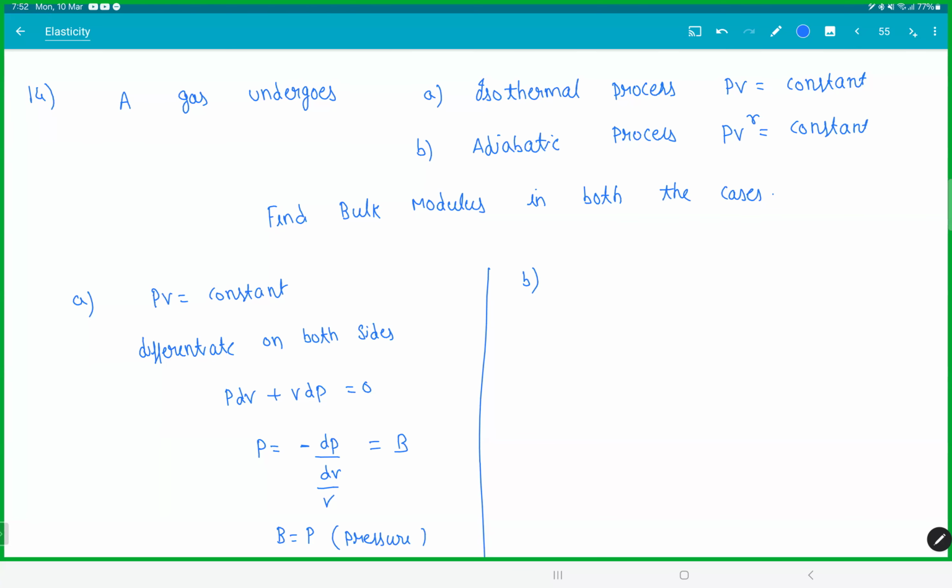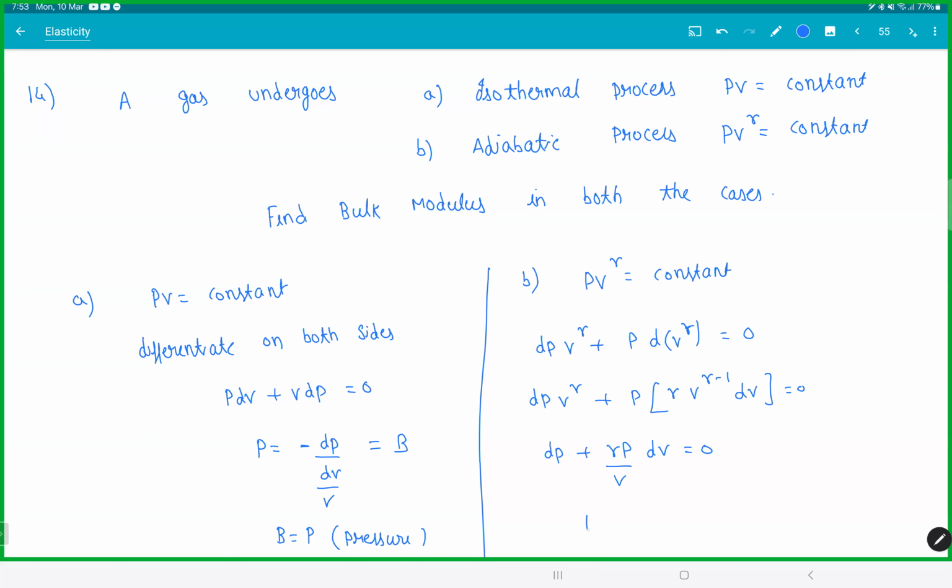Anyone? PV^gamma is constant. This is also U into V. So differentiate this, you'll get dP V^gamma plus P into d(V^gamma). That is 0, constant. So dP V^gamma plus P into gamma V^(gamma minus 1) dV. So this will be dP plus gamma P, V^(gamma minus 1) is V^gamma by V. V^gamma goes off. So you end up with bulk modulus, minus dP by dV by V, is equal to gamma P.